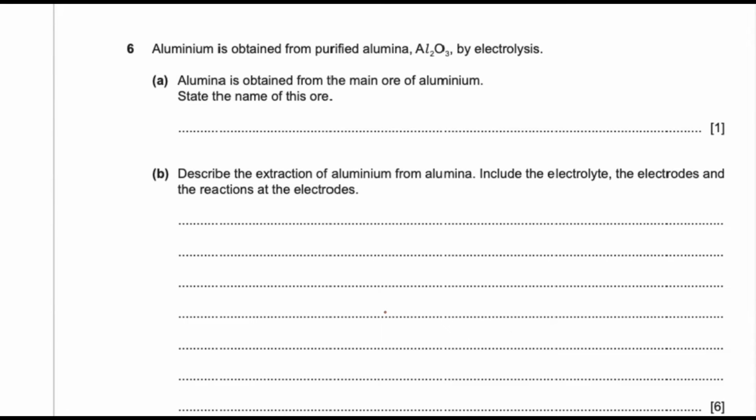Now let us go through these questions together. Aluminium is obtained from purified alumina, aluminium oxide, by electrolysis. This is what we discussed in the notes just now, where I said bauxite is the ore, and inside the bauxite you have aluminium oxide. Now A: alumina is obtained from the main ore of aluminium. State the name of this ore.